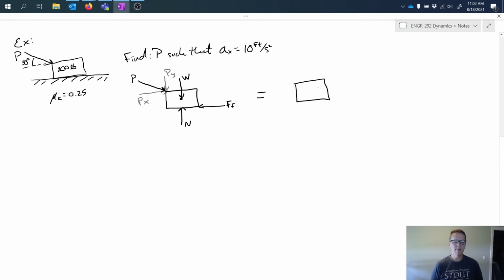So our kinematic diagram could include, in a planar problem, three separate things. It could include rotation, it can include translation in the x direction, or translation in the y direction. Now for this problem, I'm going to make a couple of assumptions. One is that the box is being supported by the floor and therefore it's not going to move up and down. I think that's pretty reasonable.